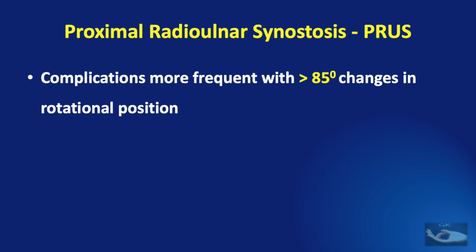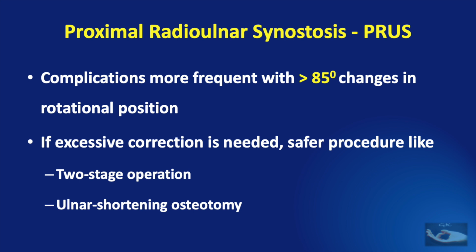These complications are more frequent when the procedure involves more than 85 degrees changes in rotational position during the surgery. If excessive correction is needed, safer procedures like two-stage operation or ulnar shortening osteotomy need to be chosen.